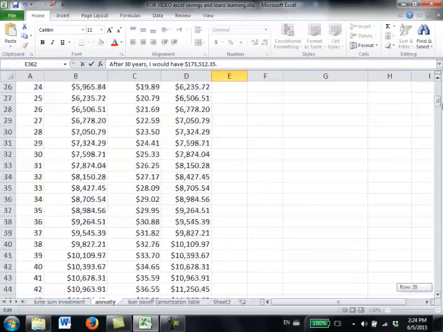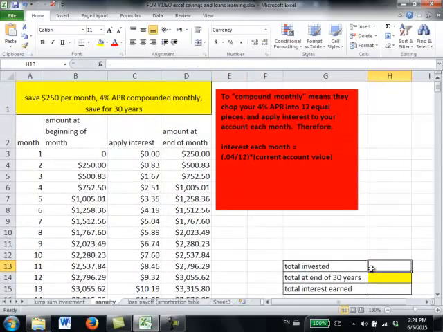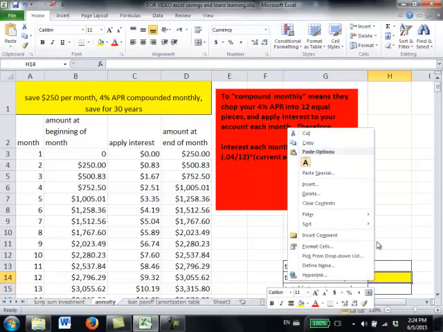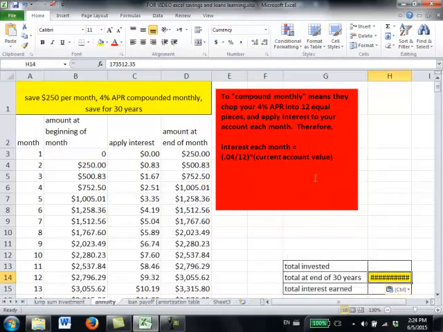So overall, we might ask then, how much money did I actually invest? How much did I have at the end of the 30 years? And how much interest did I gain? So what we just learned is that we got a total of $173,512.35 at the end of the 30 years. So how much did I actually invest?